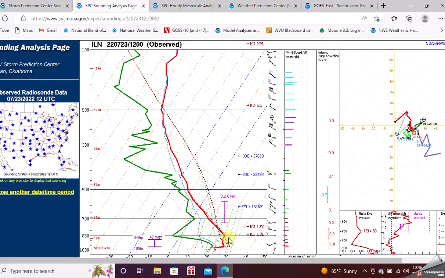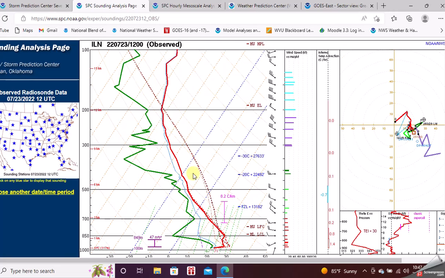Right there is your convective condensation level. If you were able to lift a parcel of air from down here up, it's going to form clouds right around 850 millibars, probably about 3,000 feet up. And if you do that and lift it up, the moist adiabatic lapse rate is right here. That's the actual temperature of the air parcel compared to the temperature of the surrounding environment.